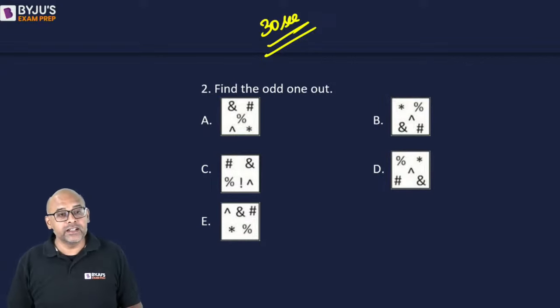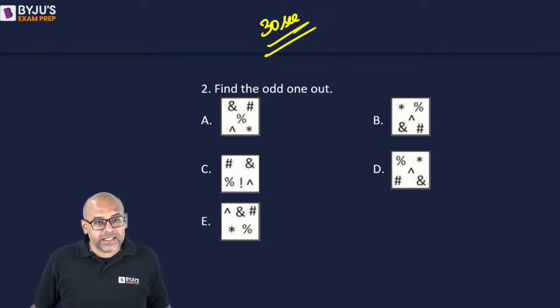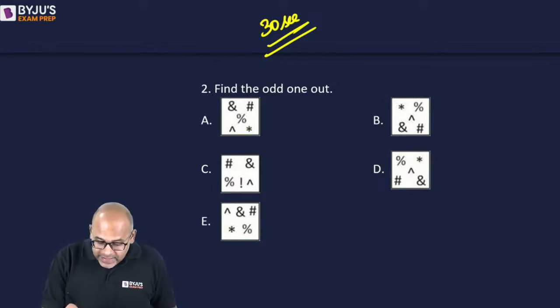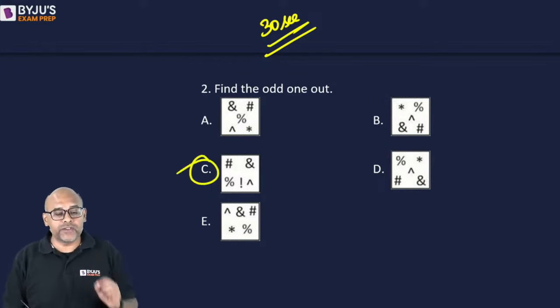Alright, so what is the correct answer? Many answers, E, C, E, C, E, C. Again, I am getting a lot of E's and C's. The correct answer is C. The logic is very simple.